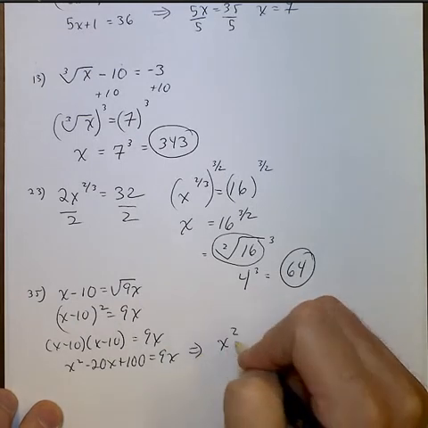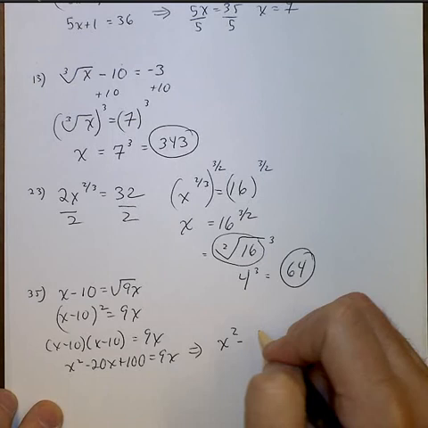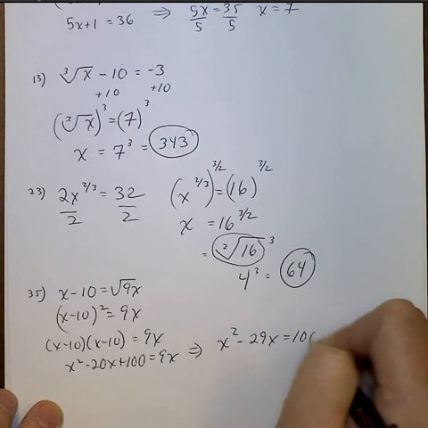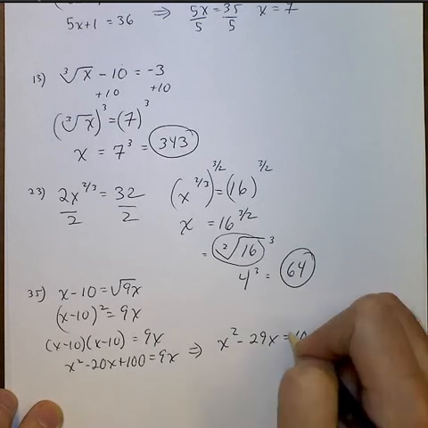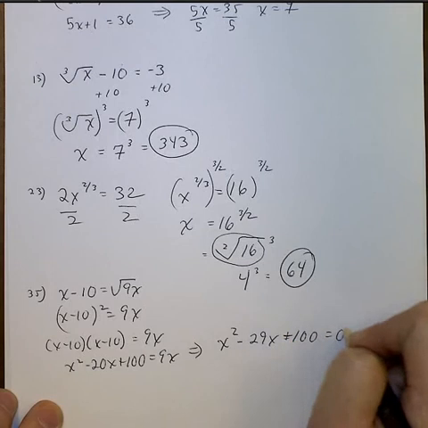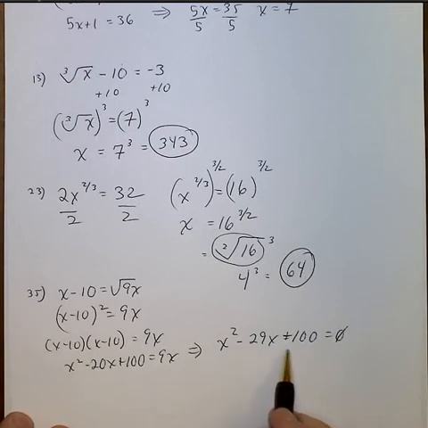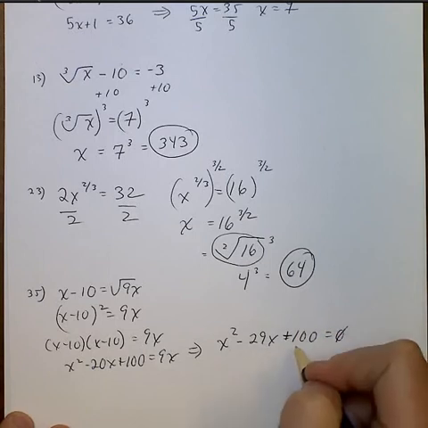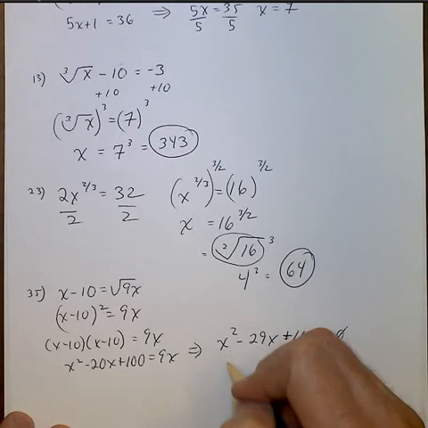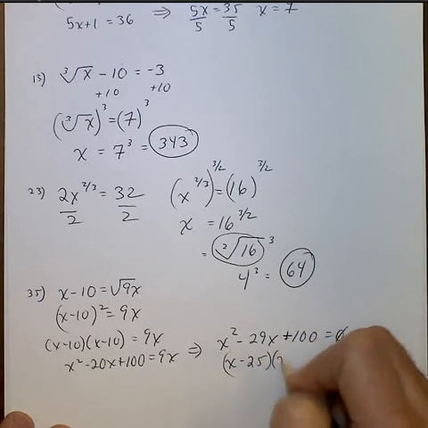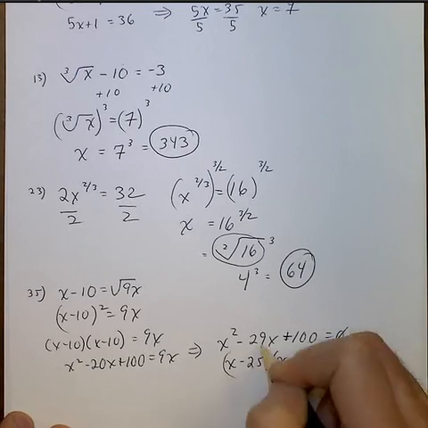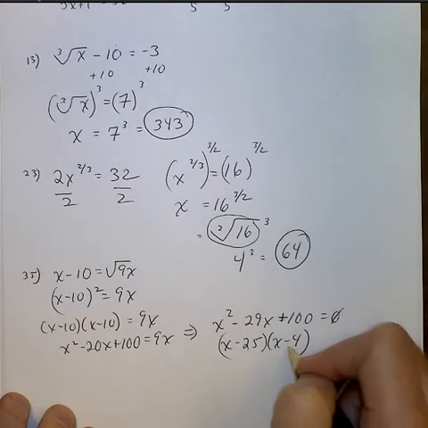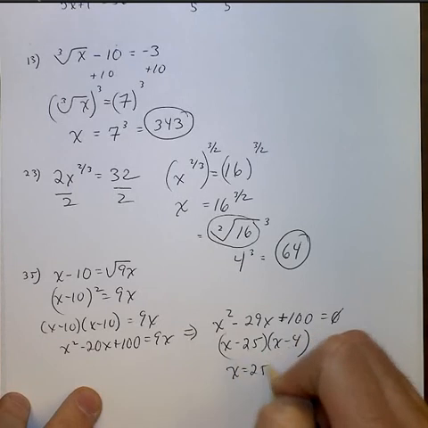So we get x squared minus 29x plus 100 equals 0. We can now factor: two numbers that multiply to 100 and add to negative 29. That would be negative 25 and negative 4. Negative 25 plus negative 4 is negative 29, and negative 25 times negative 4 is 100. So x equals 25 and x equals 4.